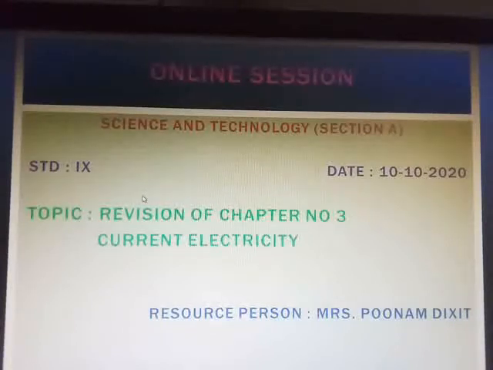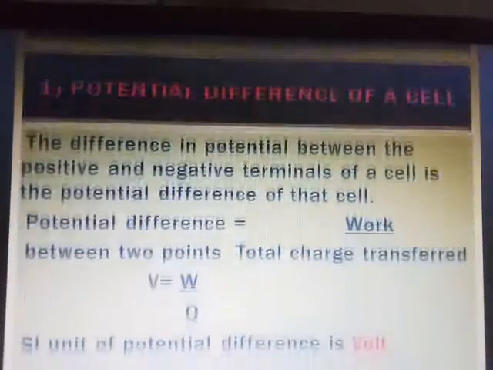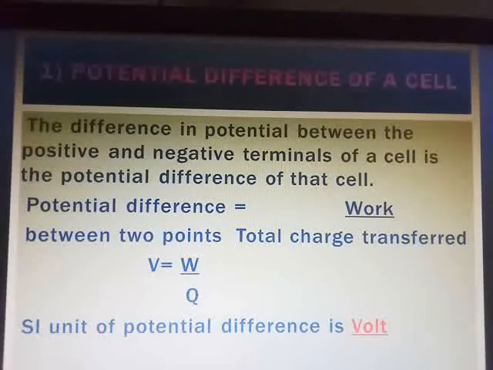Today, we are going to revise chapter number 3, that was our first chapter taught to you for our first online assessment exam. So, let us start with the revision for the third chapter, that is current electricity. Our first concept for current electricity is potential difference of a cell.